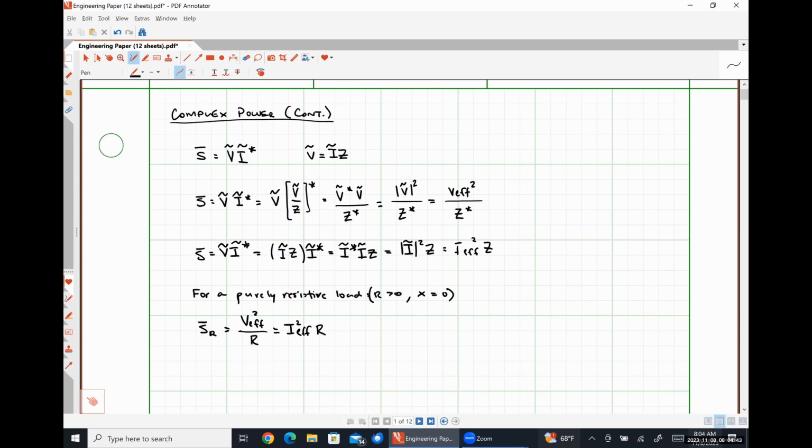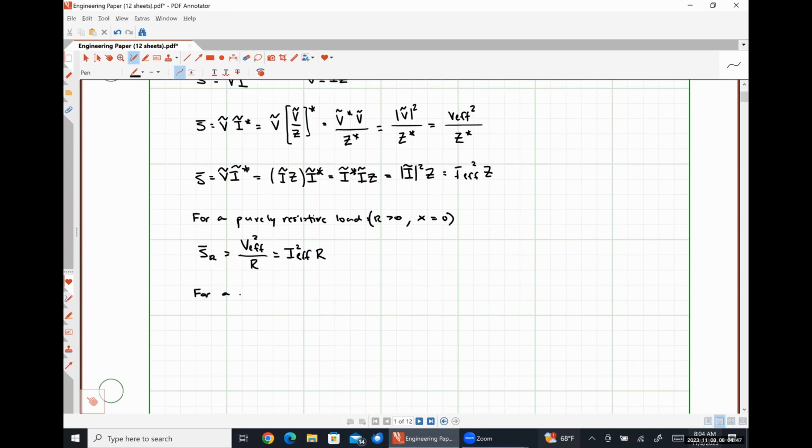For an inductive load, where R is equal to 0 and X is positive, we are going to have, in terms of voltage, J times our effective voltage squared divided by omega L. And in terms of our current, this is just going to be J omega L times I effective squared.